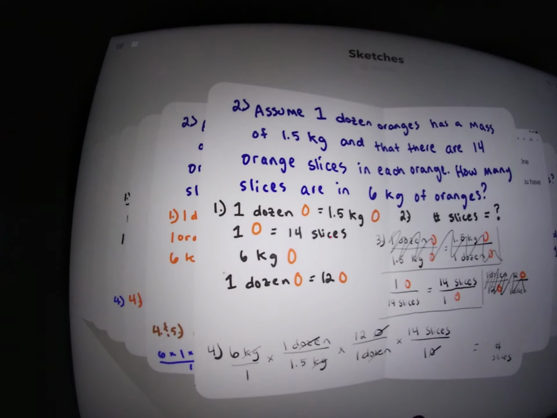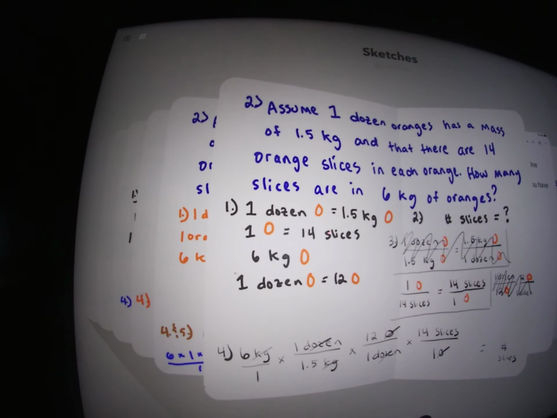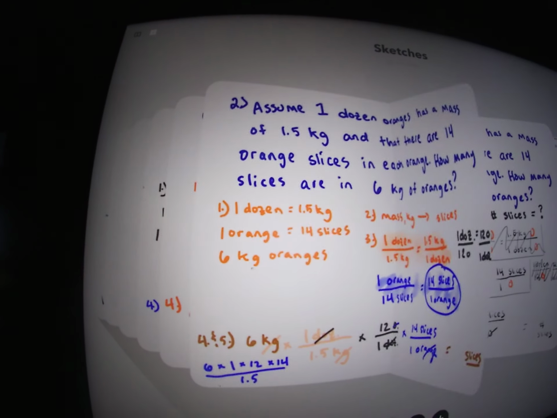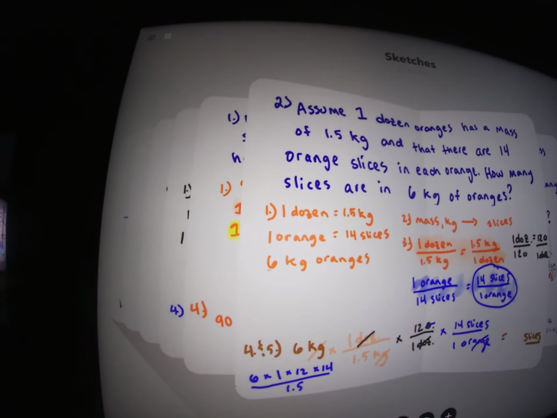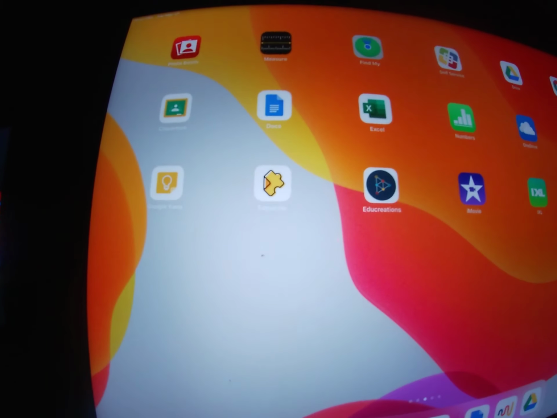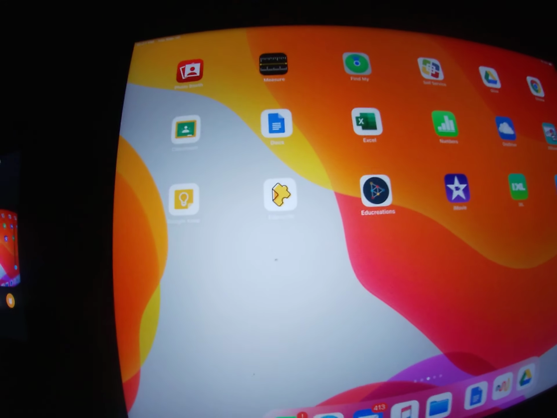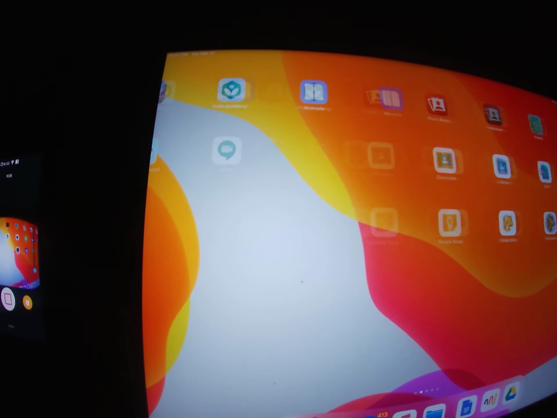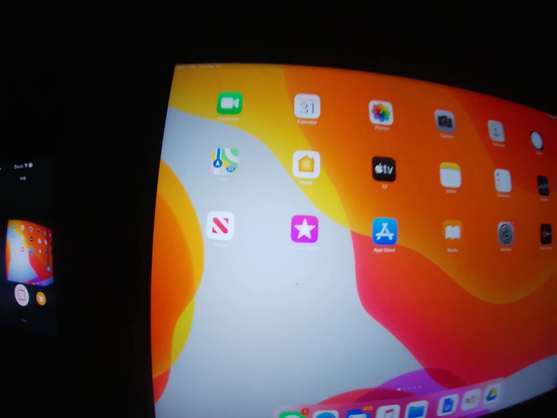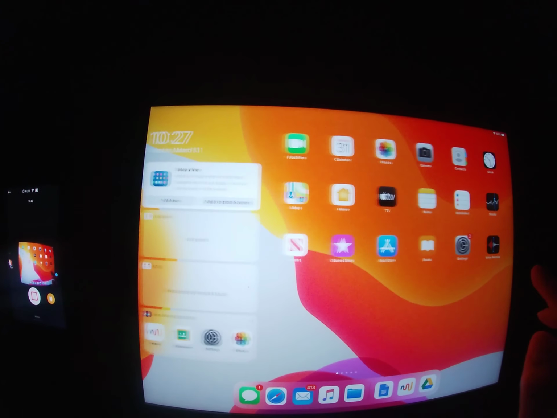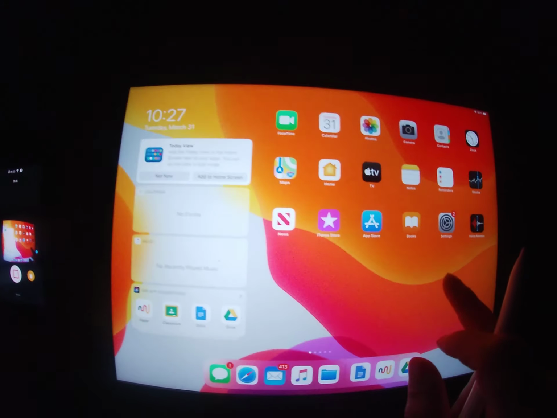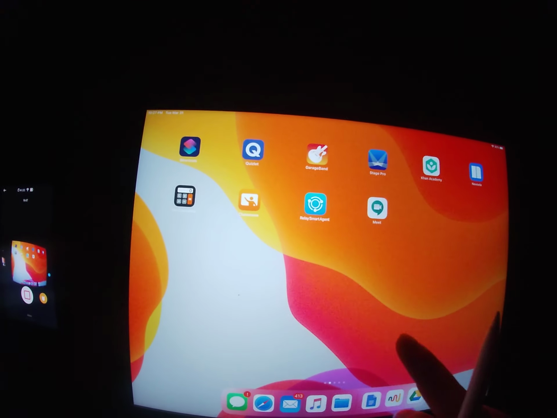Oh, well, let me pull my calculator out then. 6 times 12, 14. Yeah, I can't find a calculator. All right. Well, do the math on your own. Wait. Where is my calculator? There it is.